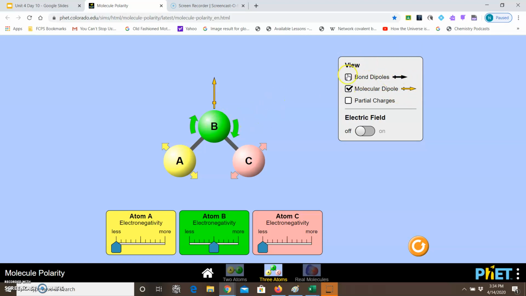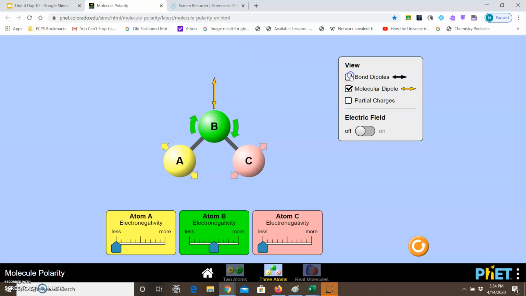So, for example, if I click on that, I can show the BC bond here. The bond dipole is pointing to boron because it's more electronegative than C. And similarly for the AB bond, it points to B because it's more electronegative. And that's for the individual bonds. So the black one's for the individual bonds. That's why we have 2 of them. But the one for the entire molecule will be this orange-yellow kind of color.